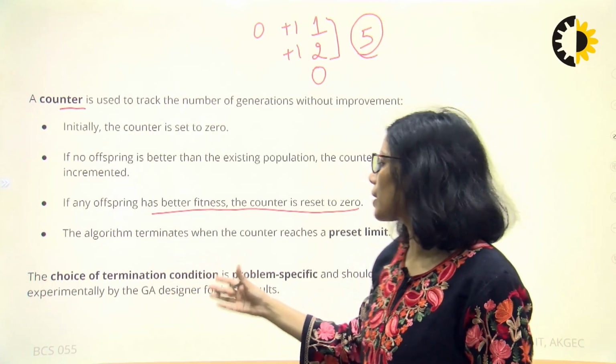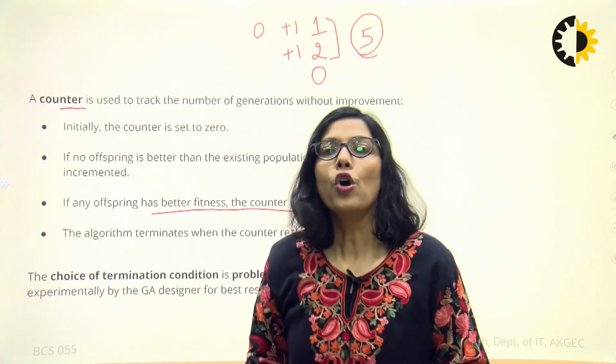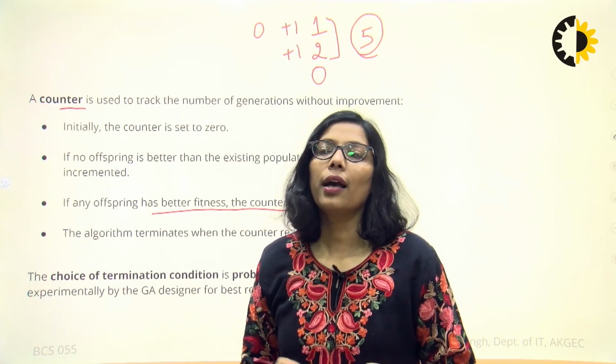So the choice of termination condition is problem specific. We have to decide beforehand when we are going to stop. So that was the genetic algorithm. Okay. Hope you understand. Thank you.